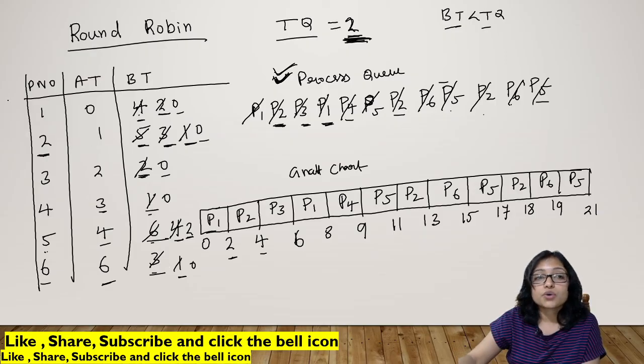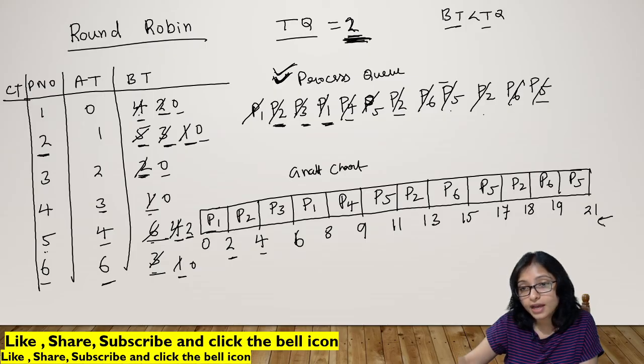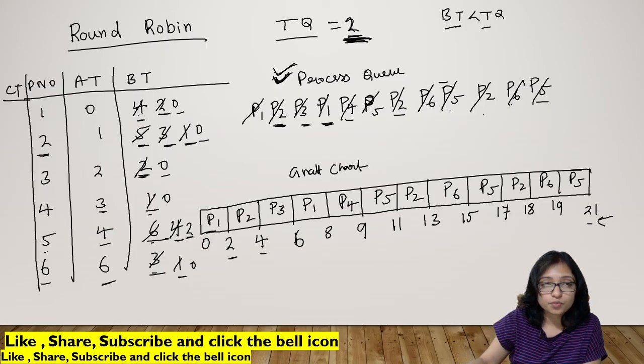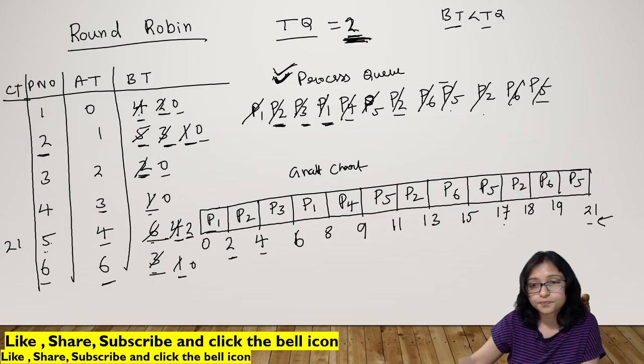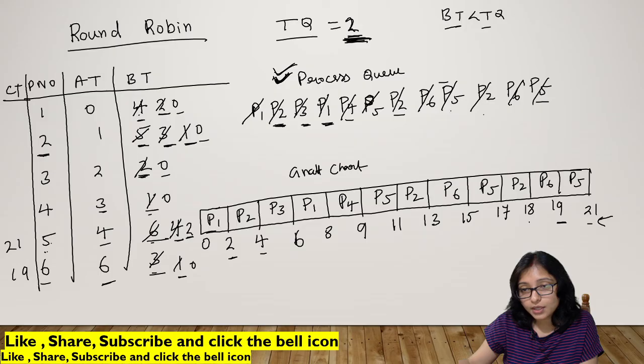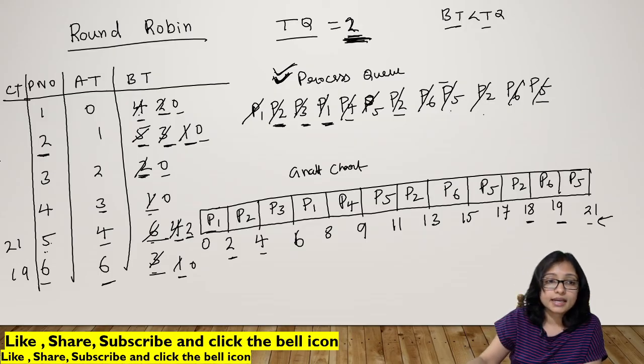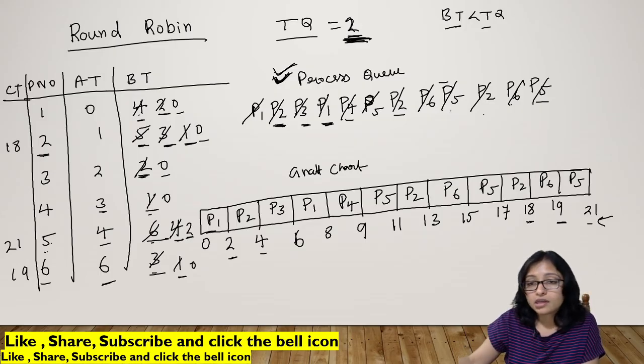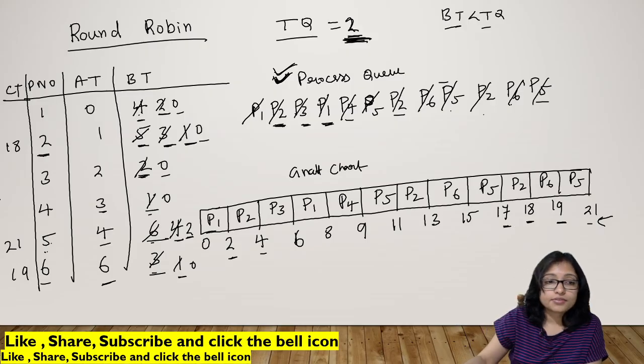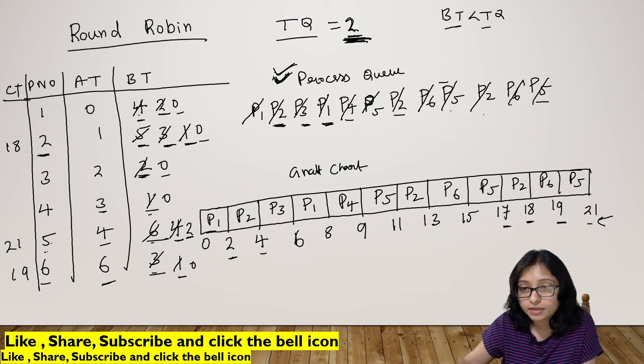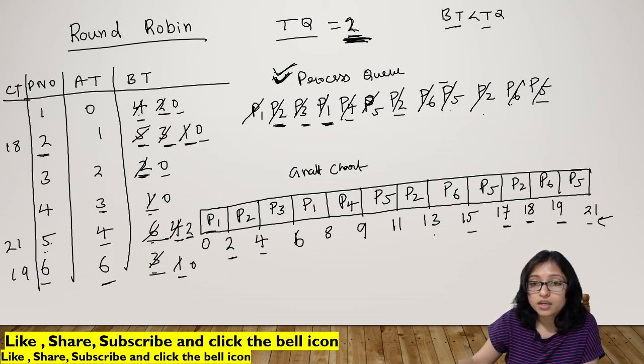Okay, so here what is the completion time? Completion time for P5 is 21. So P5, that is 21, P6, that is 19, and P2, that is 18, then P5, that is 17. P5 is already done. Sorry, P5 is already done. P6 is also done. P2 is also done. P5 is also done.